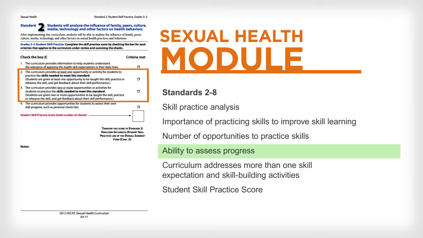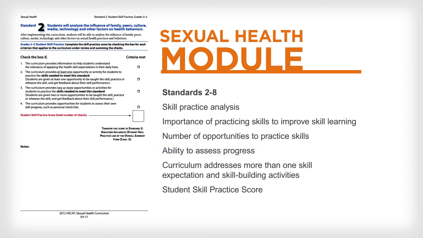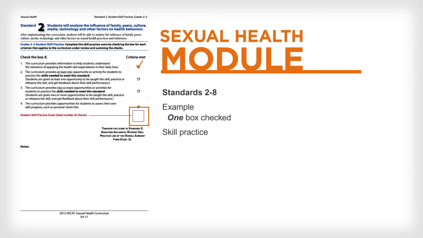Note that questions 2 and 3 focus on practicing the skills needed to meet the standard. This calls for analyzing the extent to which the curriculum addresses more than one skill expectation, and the full range of skill-building activities to determine if the criteria have been met. Check the box if a criterion is met and total the number of checks for the Student Skill Practice score. For our example, one box is checked, so the Student Skill Practice score for Standard 2, grades 3 through 5, is a 1.